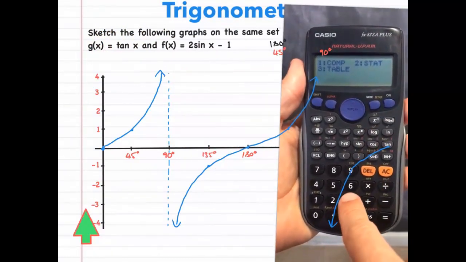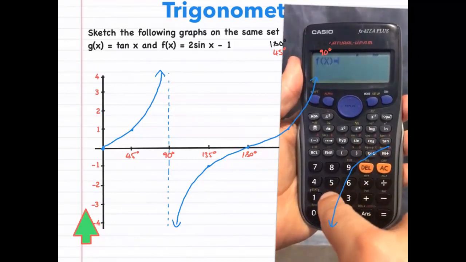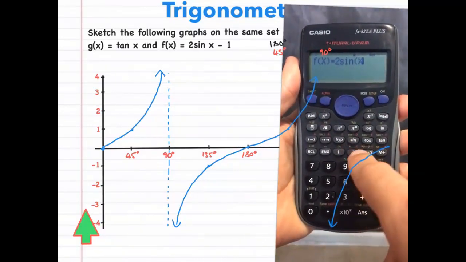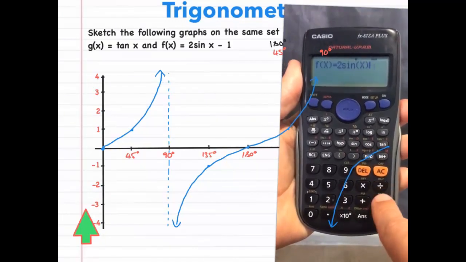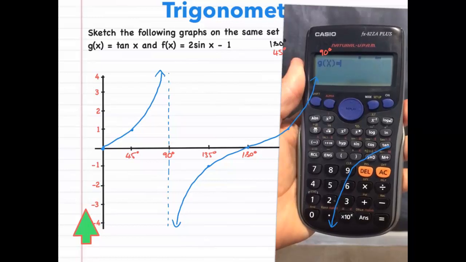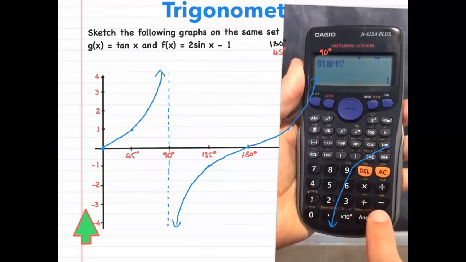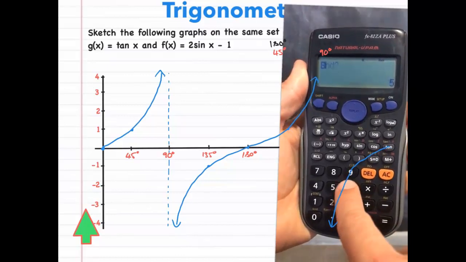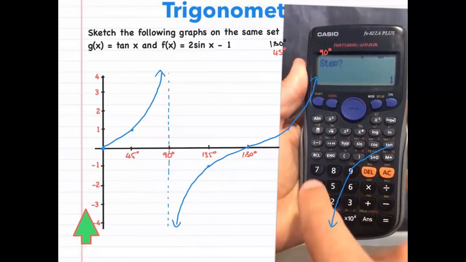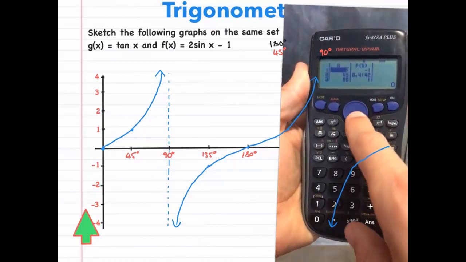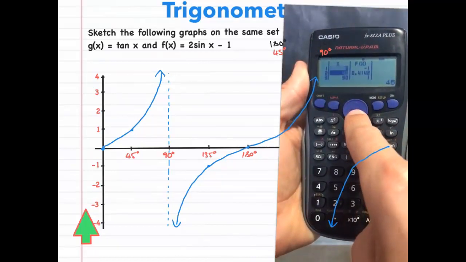So you press the mode button and then press 3 to access the table. It's 2 sine alpha x, and then close the bracket, minus 1, press equal, and there we go. We don't want g(x), so press equal again. Start at 0. We want to end at 360 and press equal. Our step is still 45 degrees. And there we go. So let's pause our video right there.